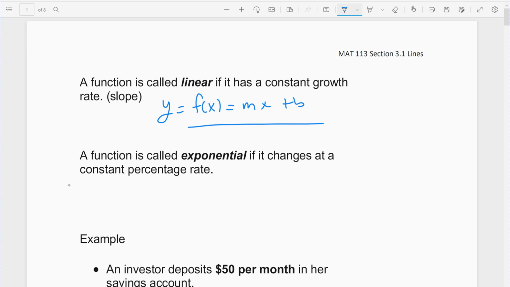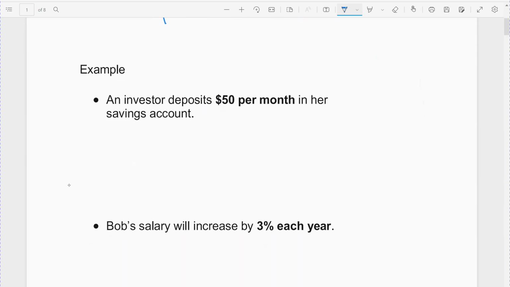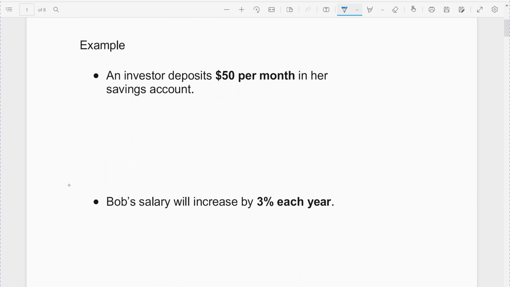We will get into exponential functions. That's 3.2, the next section. So right now we try to distinguish between the two. Exponential means it's changing at a percentage of its size. So it's not constant, because the bigger it gets, the faster it grows. It's a constant percentage, so the rate of change increases as the function increases. The first example is a linear example. The second one is the exponential example.